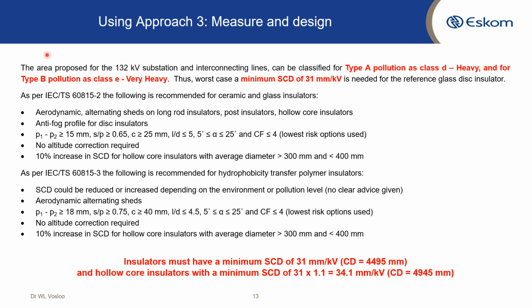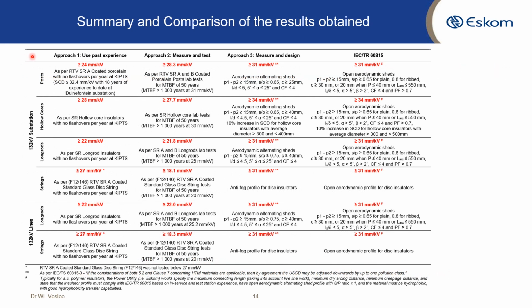Done approach 2, we're now at approach 3, where we measure and design. Fortunately, we do have measurements, and making use of those measurements and with the recommendations in part 2 and part 3 of 815, we end up with very similar results to what we got with the old 60815 from a creepage perspective. However, the recommendations on the profiling and so on are slightly different. Here's a summary and a comparison of the results obtained.